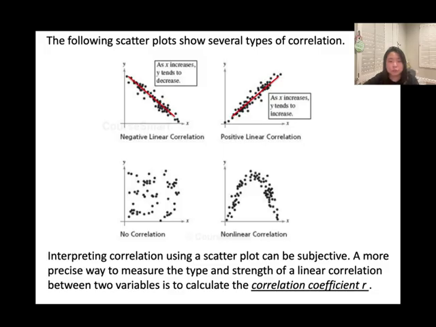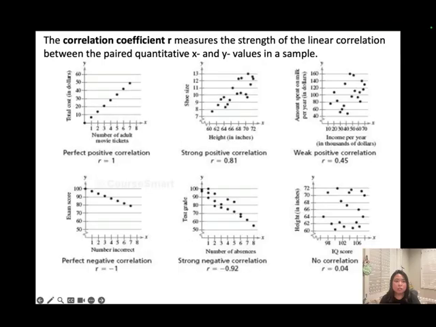Interpreting correlation using a scatterplot can be subjective. A more precise way to measure the type and strength of a linear correlation between two variables is to calculate the correlation coefficient. Okay, correlation coefficient r. The correlation coefficient r measures the strength of the linear correlation between the paired quantitative x and y values in the sample.